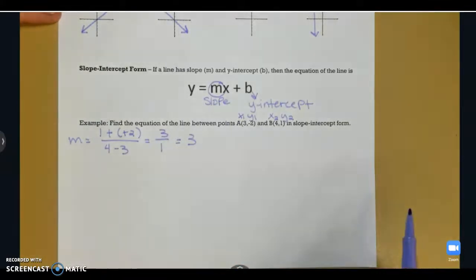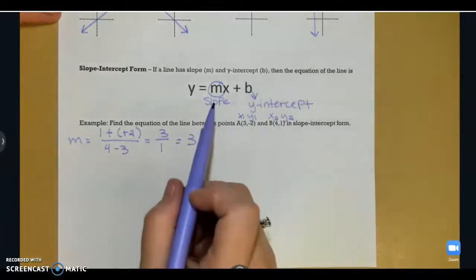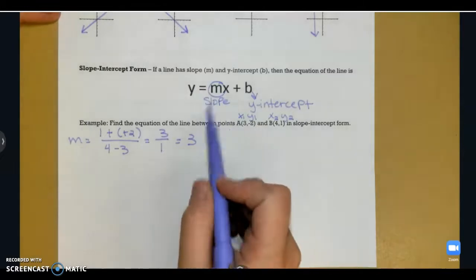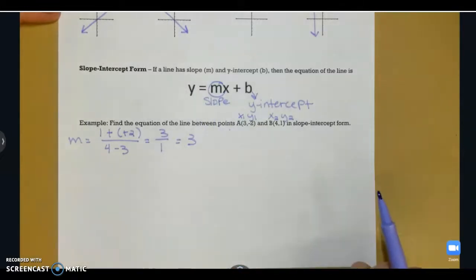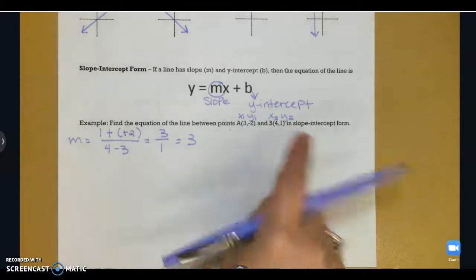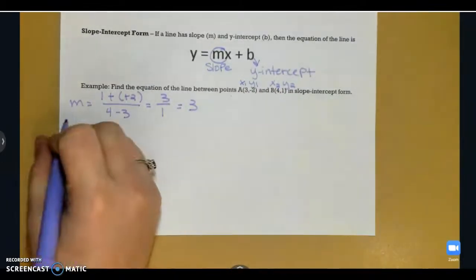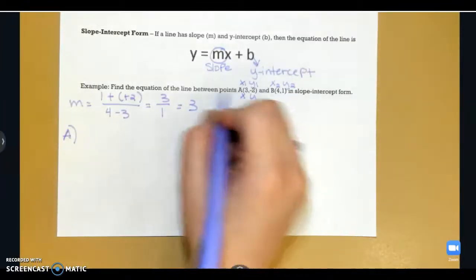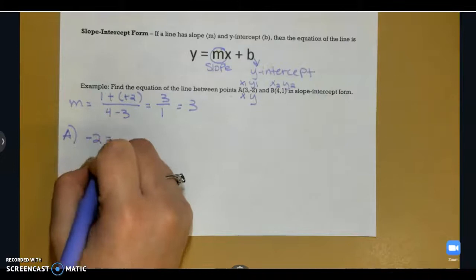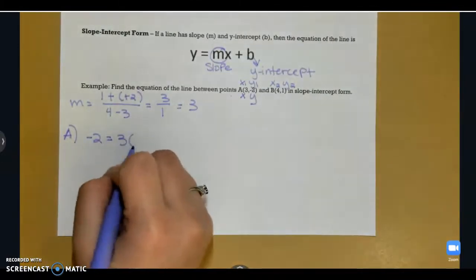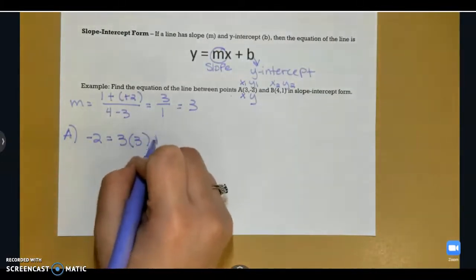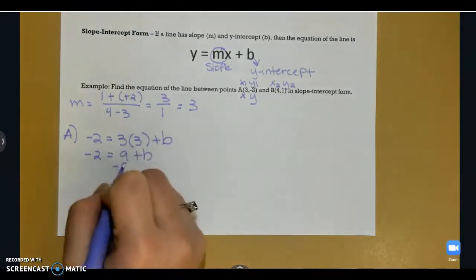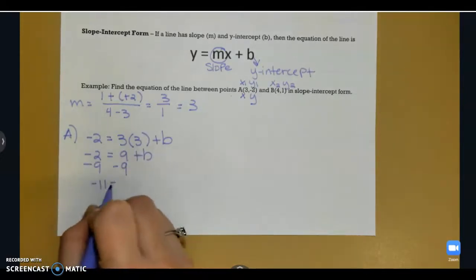Now I need to find my y-intercept. And I'm going to do this by plugging in the x and y values from one of my points, as well as the slope we just calculated, and then we're going to solve for b. Now you can use either point, and I'll show you. I'm going to do A first. So this is using point A. So my x value is 3, my y value is negative 2. So negative 2 is equal to my slope, which is 3, times my x value, which is 3, plus b. Now 3 times 3 is 9, so b is negative 11.